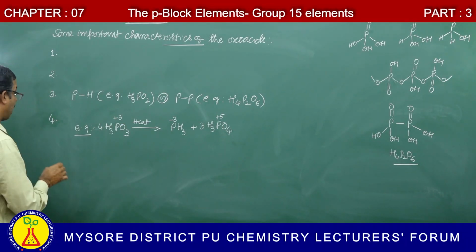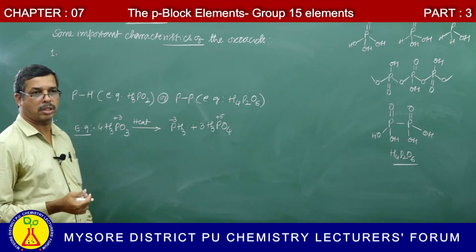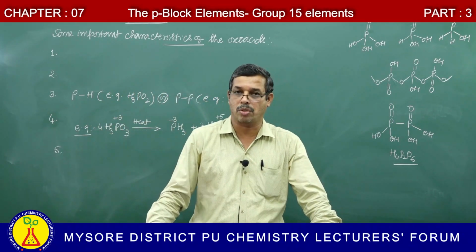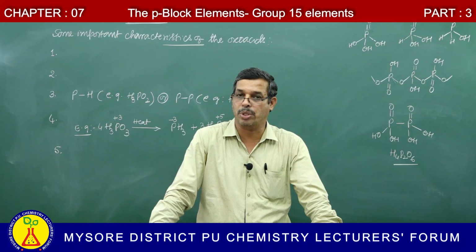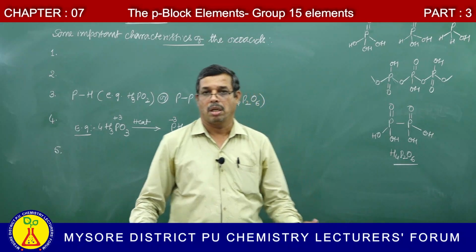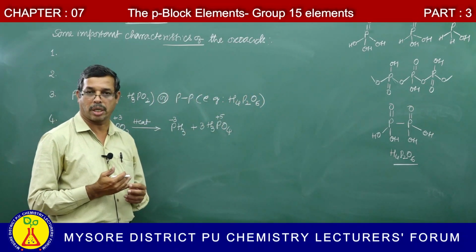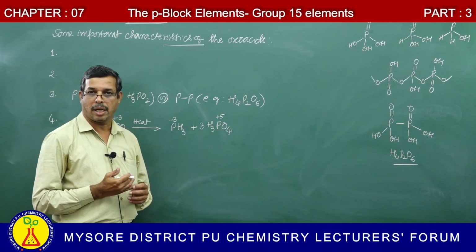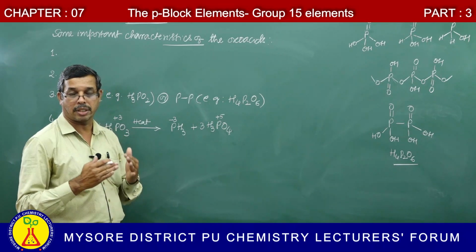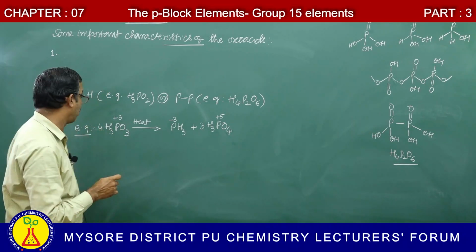This type of reaction is known as a disproportionation reaction. Next, fifth one, the oxoacids of phosphorus containing P-H bonds have strong reducing properties. Thus, hypophosphorus acid is a good reducing agent because it contains 2 P-H bonds, hence it reduces silver nitrate to metallic silver.